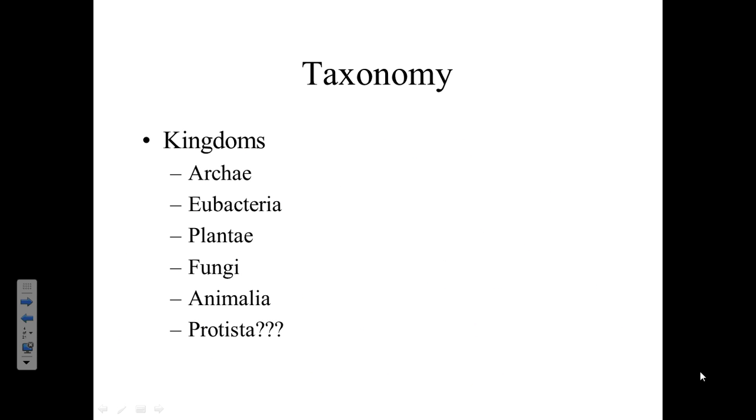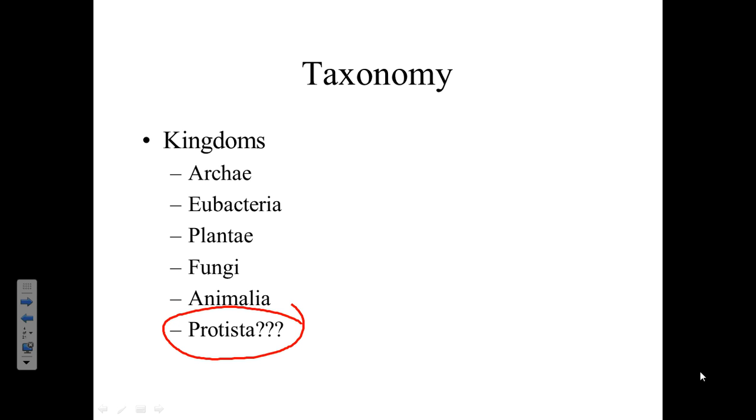All right, we mentioned the kingdoms already. In most textbooks you're going to see a kingdom for archaea, a kingdom for eubacteria. You're going to see plant, fungi, and animal. And depending on the textbook, you may or may not see Protista given their own kingdom.